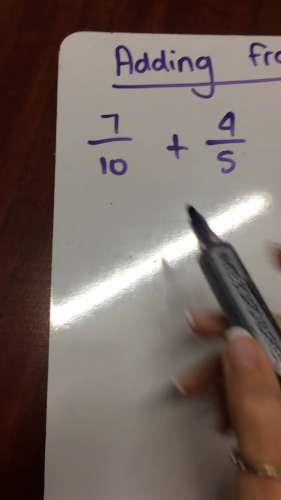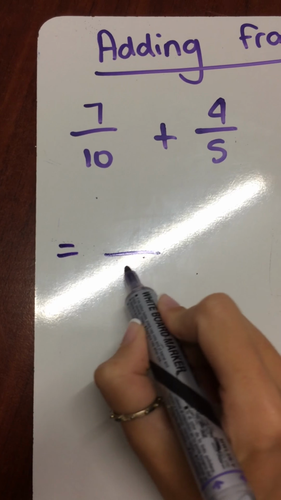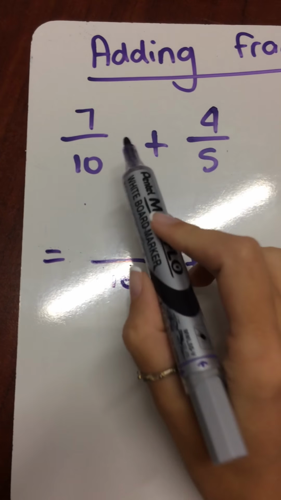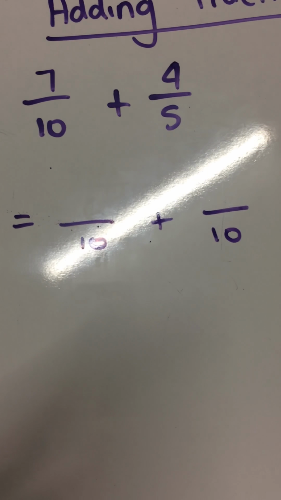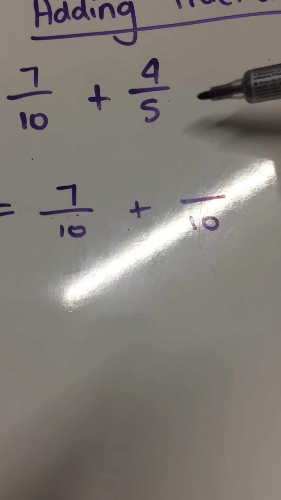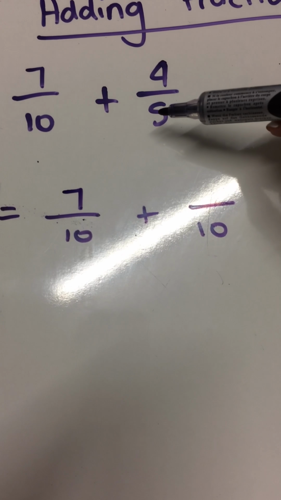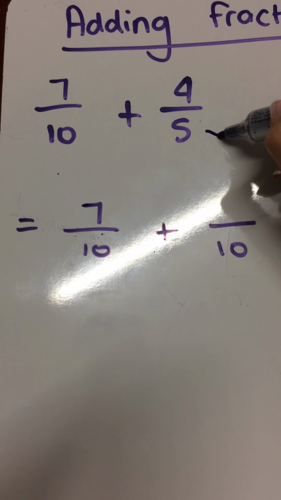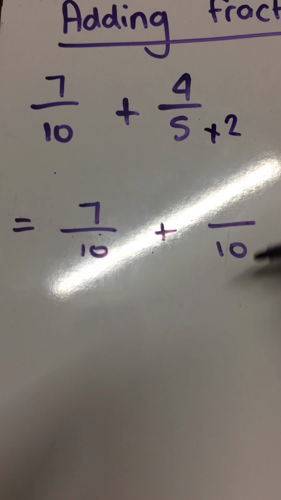I could make my denominators both 10, so that then I could add my numerators together. I already have 7 over 10, so I don't have to do anything there. But to my 5, I have to change it to make it 10. To make 5 into 10, I have to times it by 2. 5 times 2 is 10.